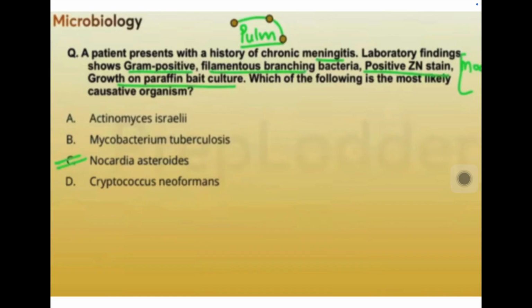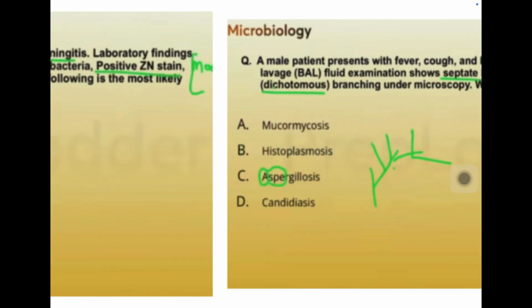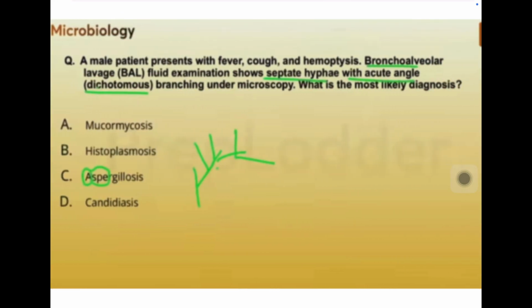A patient presents with a history of chronic meningitis. Laboratory test shows gram-positive filamentous branching bacteria, positive on modified ZN stain, growth on paraffin bait culture. Which of the following is the most likely causative organism? That is your Nocardia.